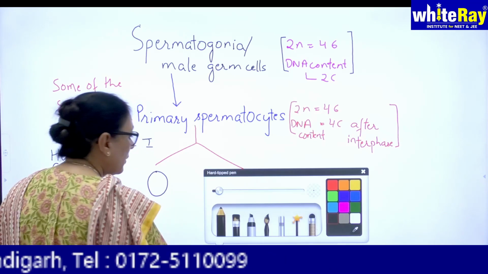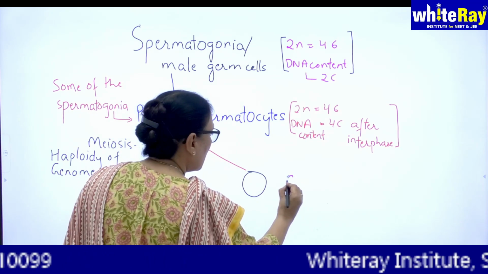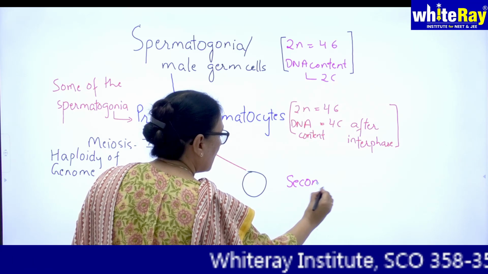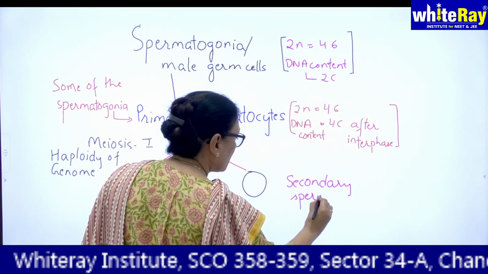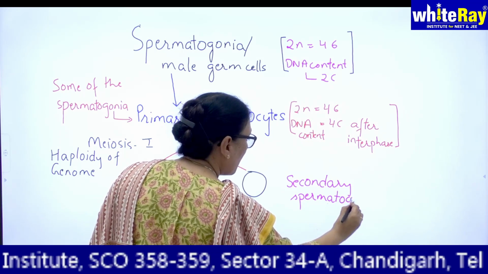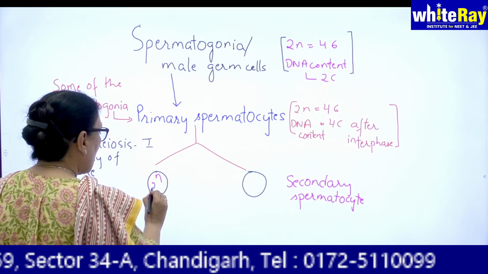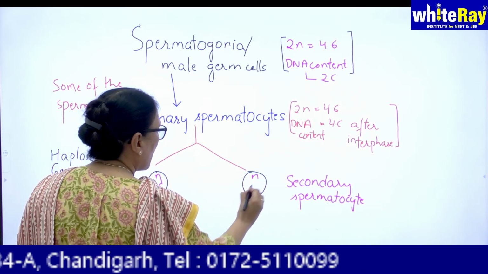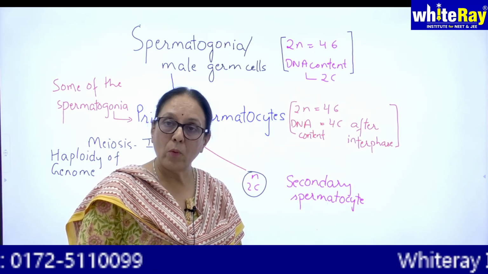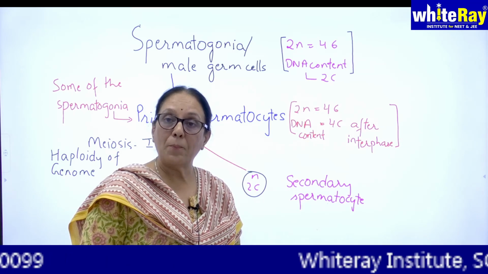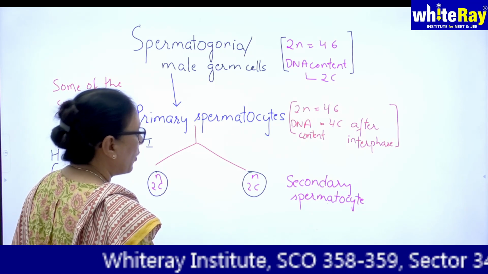Now what are formed? The secondary spermatocytes. In the secondary spermatocyte, haploidy of the genome has occurred, and this is n, n, 2C. Meiosis 1 is a reductional division in which haploidy of the genome occurs. From diploid, it has now become haploid.